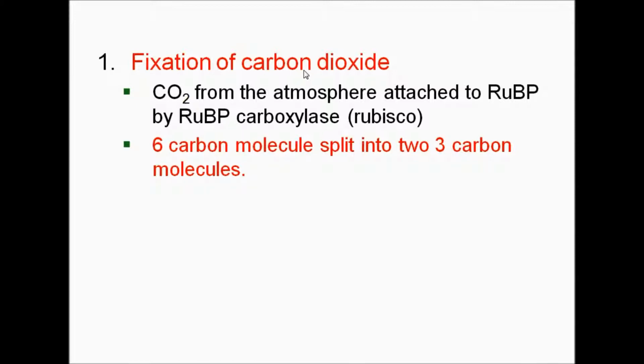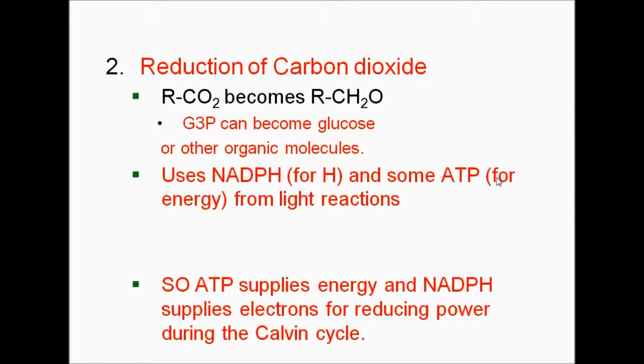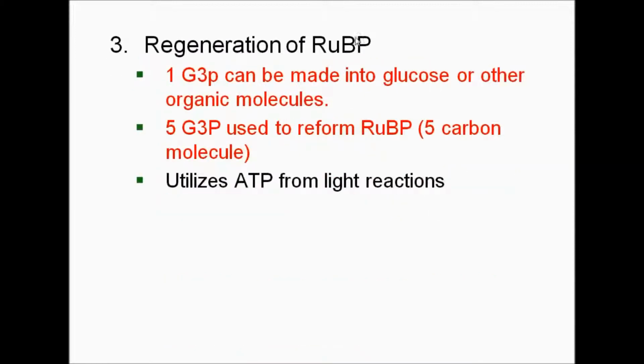Fixation of carbon dioxide. A 6 carbon molecule splits into two 3 carbons. That's all that's happening there. Then we have the reduction of the carbon dioxide, and it uses NADPH and some ATP. We'll see a diagram that shows this really well. Then we regenerate what we start out with. We end up with 6 G3Ps, and 1 is going to turn into glucose or something else, and 5 have to go back and start the whole thing over again.